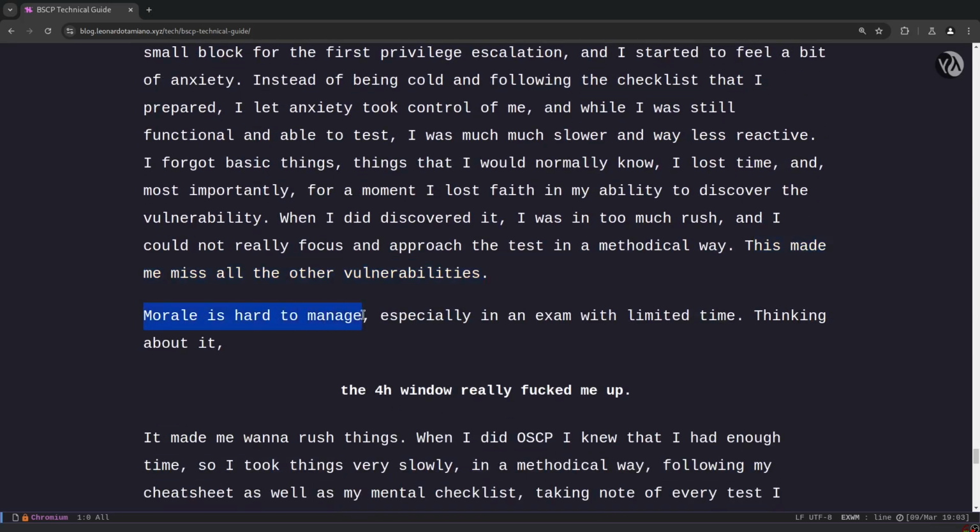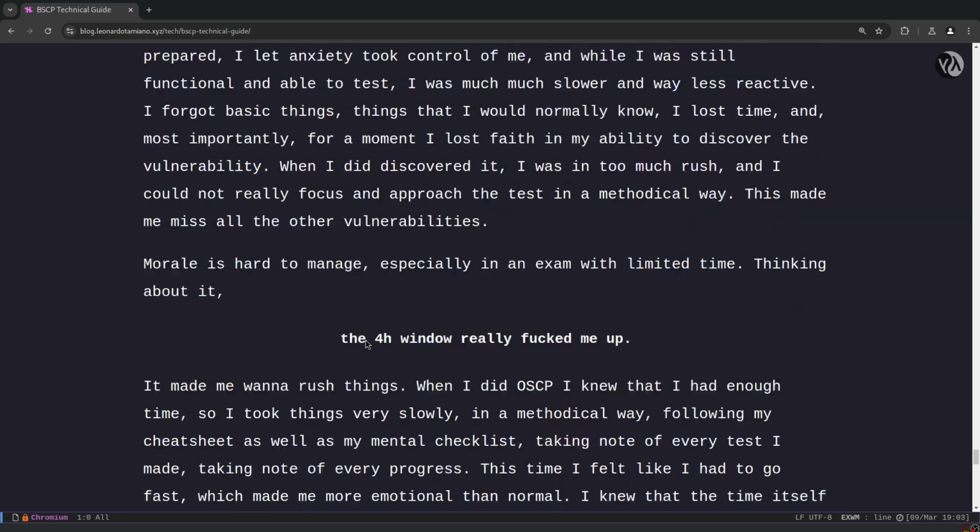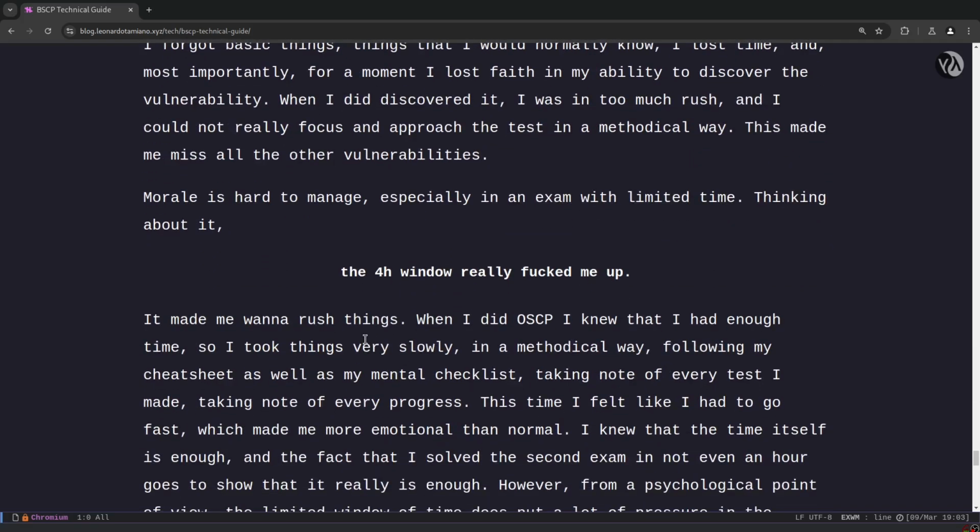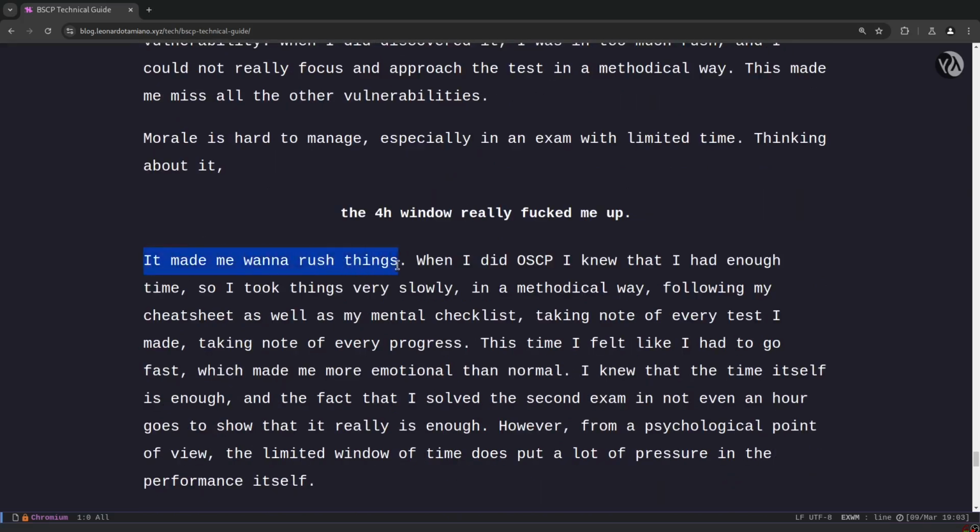Now, morale is hard to manage in general, however, it is especially hard to manage when you have an exam with limited time. And when I was thinking about it during the writing of this blog post, I really feel like the 4-hour window of time really messed me up, because essentially it made me wanna rush things. Now, even in OSCP, you only have 24 hours to do the exam itself, and then 24 hours to do the reporting, right? But when you have 24 hours for testing, you know essentially that you do have enough time.